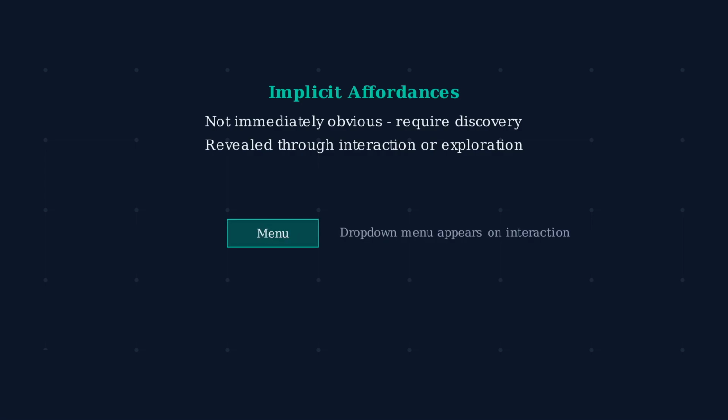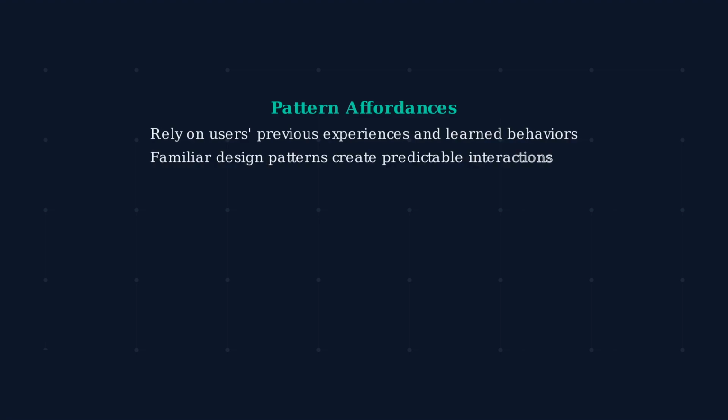Here's an example of an implicit affordance. This menu button doesn't immediately show what options are available. Only when a user interacts with it does the drop-down menu reveal the hidden functionality. Pattern affordances are perhaps the most powerful type because they leverage users' existing knowledge and experiences. These affordances rely on familiar design patterns that users have learned from other interfaces.